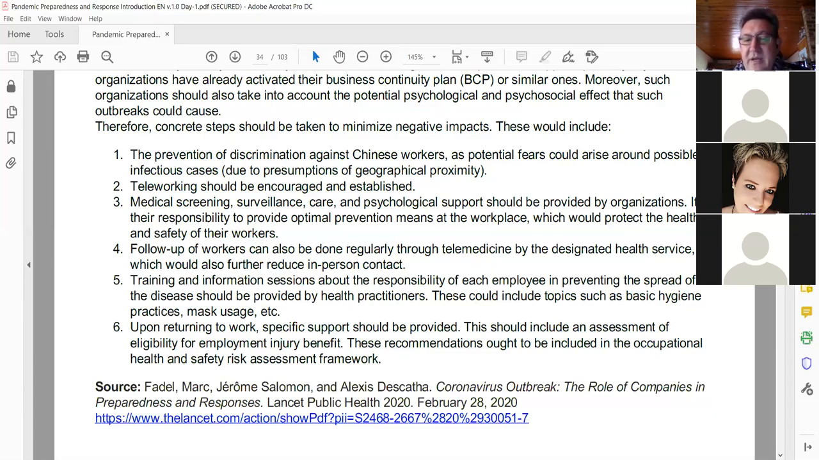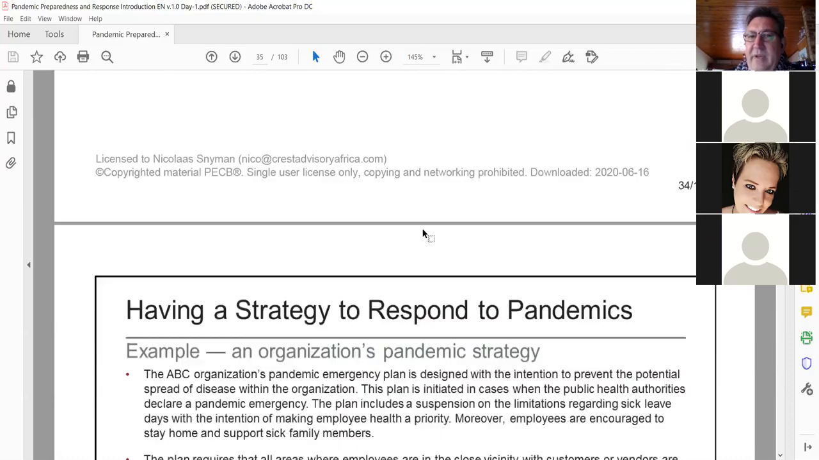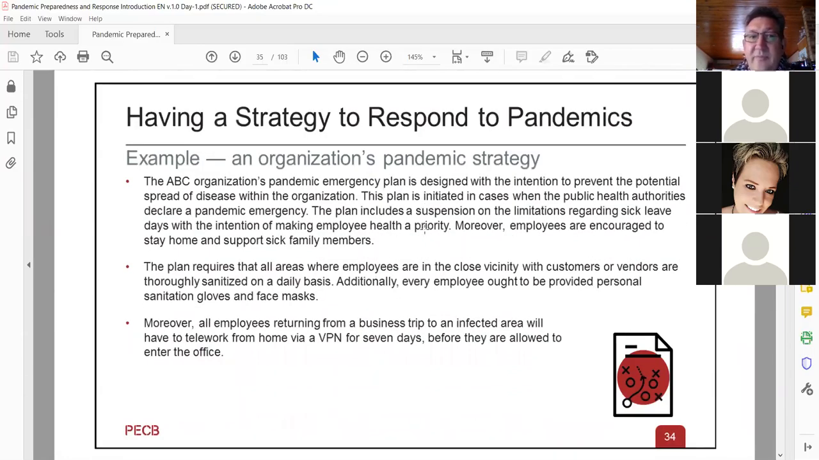And then upon returning to work, specific support should be provided. This should include an assessment of eligibility for employment injury benefits. These recommendations ought to be included in the Occupational Health and Safety Risk Assessment Framework. Now, very important this one, because companies that do not have plans to go back to work, how can they conduct a risk assessment? A risk assessment needs to be conducted against the legal framework that has been put out by the different governments. And that legal framework is your permit to work. If you don't comply with that specific regulatory requirements, you cannot be allowed to work.